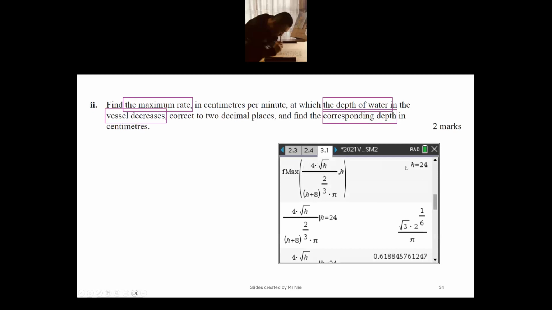You will get h equals 24. Then you would substitute this into the rate of change expression. This is the exact answer, but you have to round that to 2 decimal places.